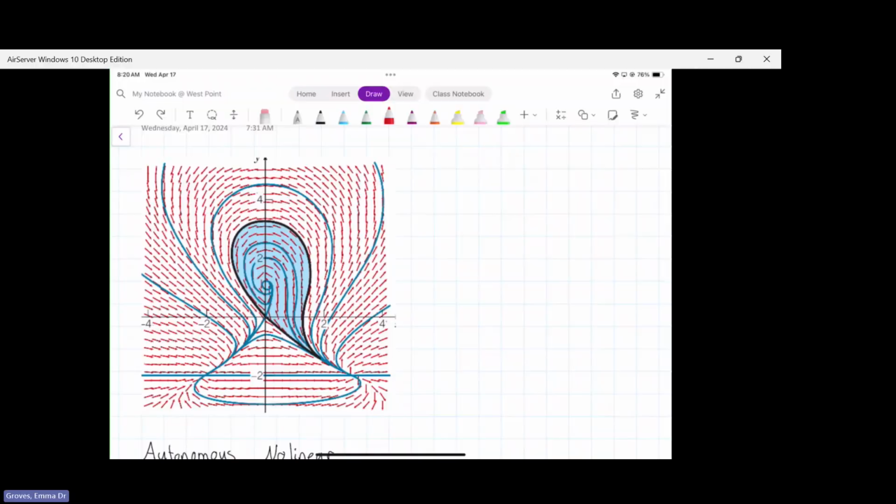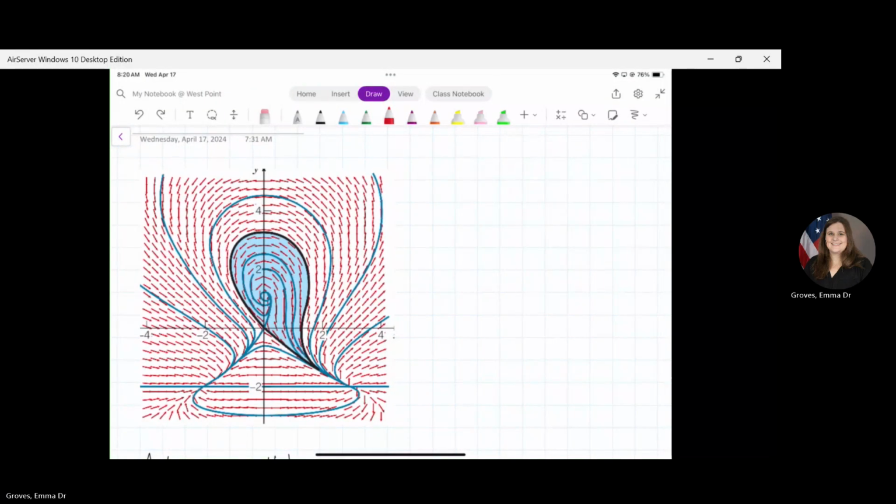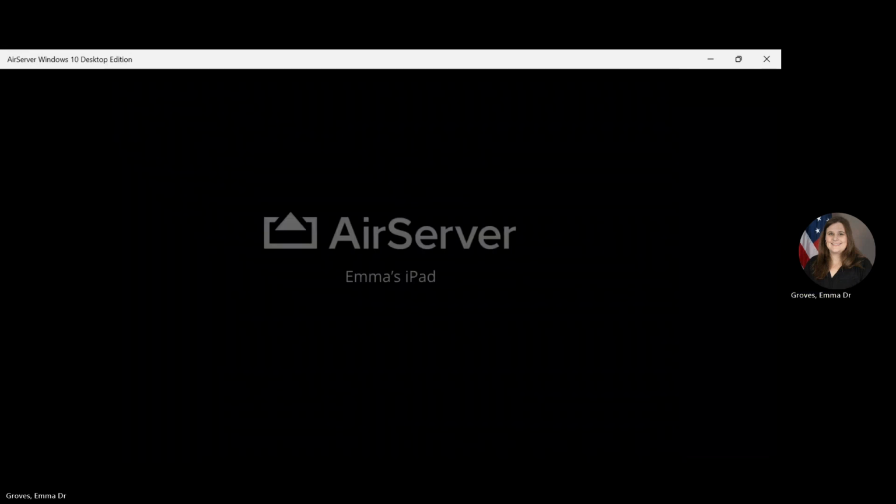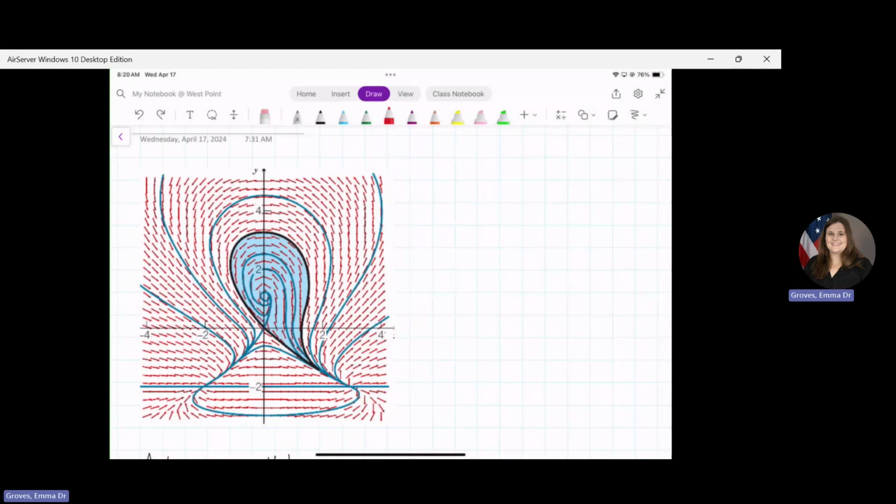So we are going to look at this phase plane. So this phase plane comes, is it not showing? Come on, air server. This phase plane that is now on the screen.